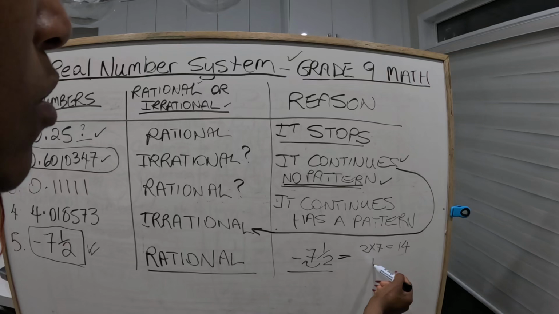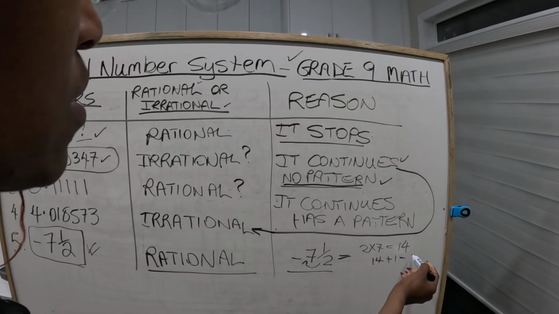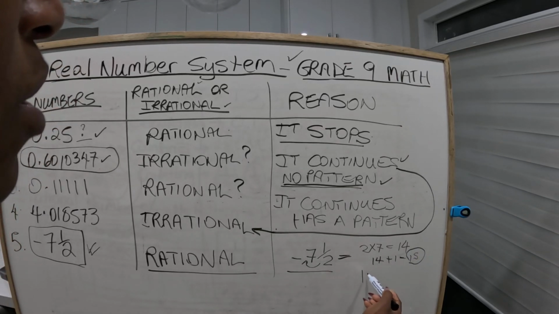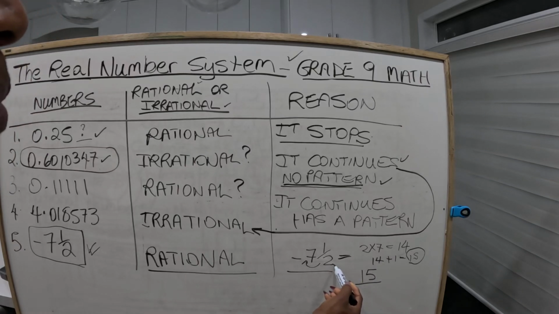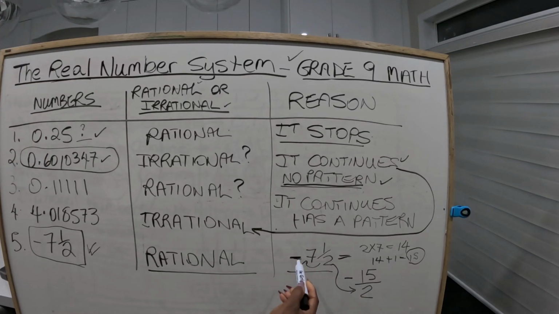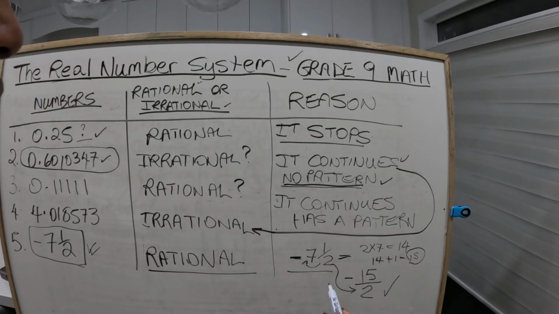And then you add 1, so 14 plus 1, and I'll show you what that means, equals 15. So the 15 will now be the numerator. And then you keep your denominator. And it's a negative. So that will be your fraction. And this is called a mixed fraction. And this is called an improper fraction. So I just converted my mixed fraction to an improper fraction. And a proper fraction would be what we showed you earlier.